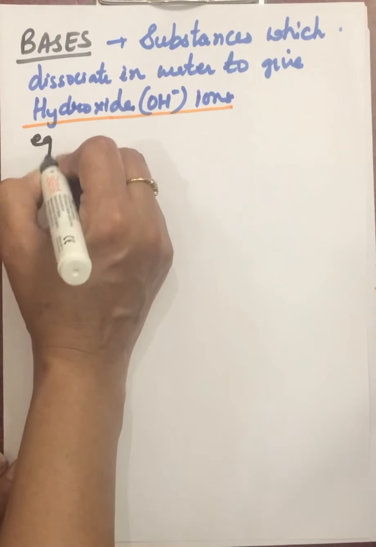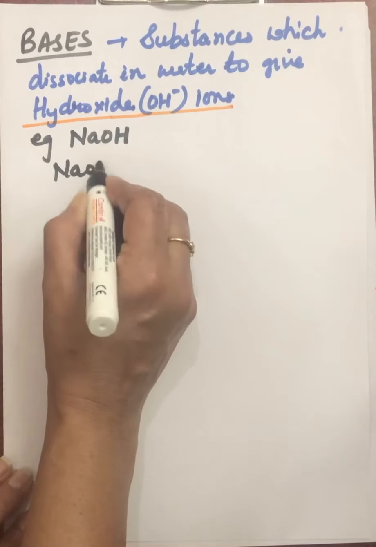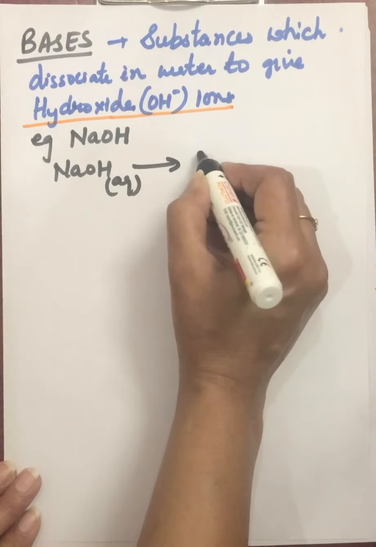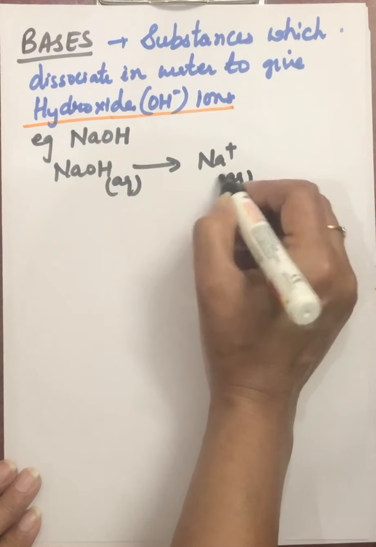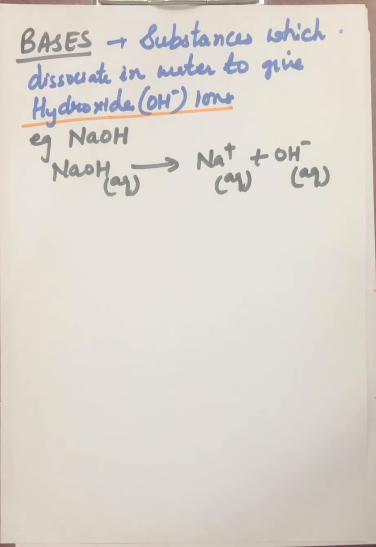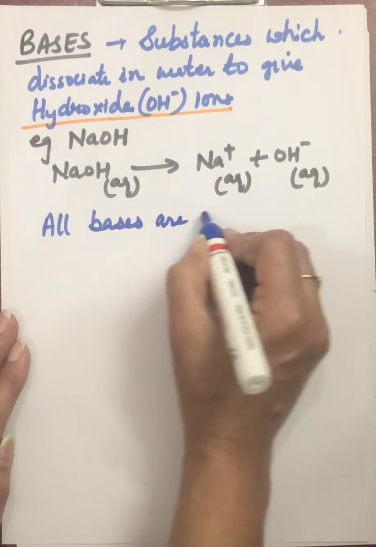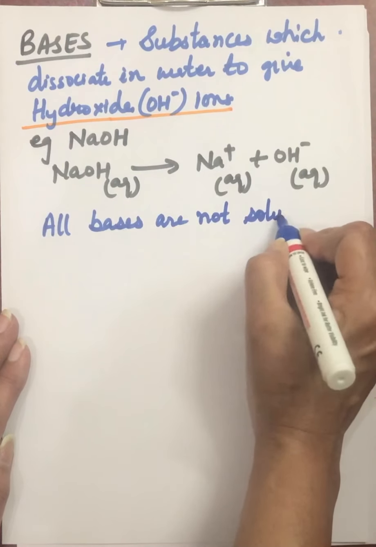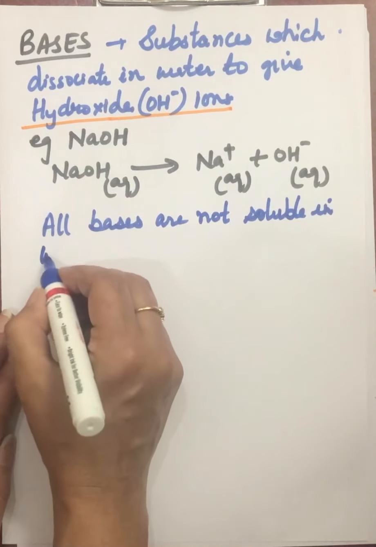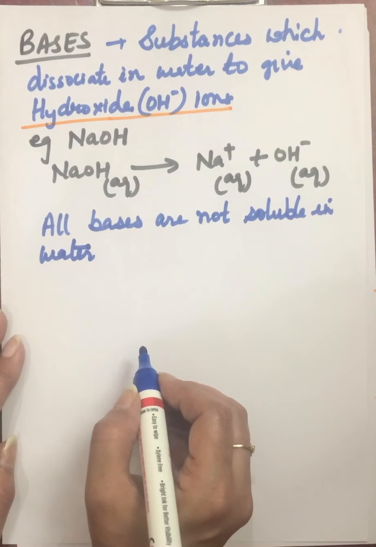Example of base is sodium hydroxide, NaOH. So in water, NaOH aqueous dissociates to give Na plus ions, and along with this it is giving OH minus ions, hydroxide ions. So this is actually a base. Now one very important thing is that all bases are not soluble in water, but some bases are soluble in water.